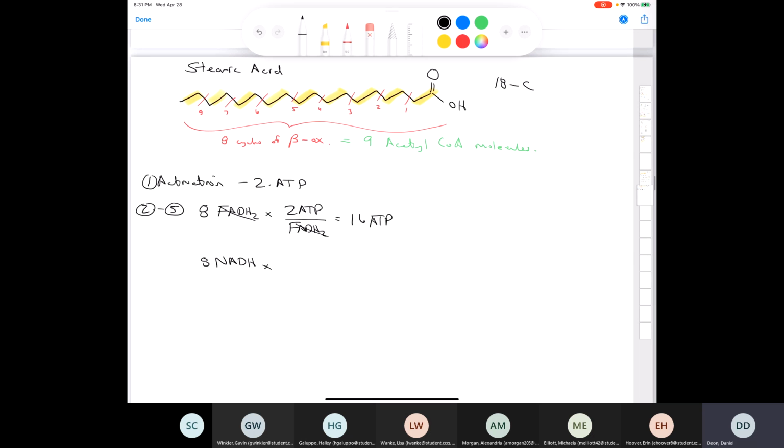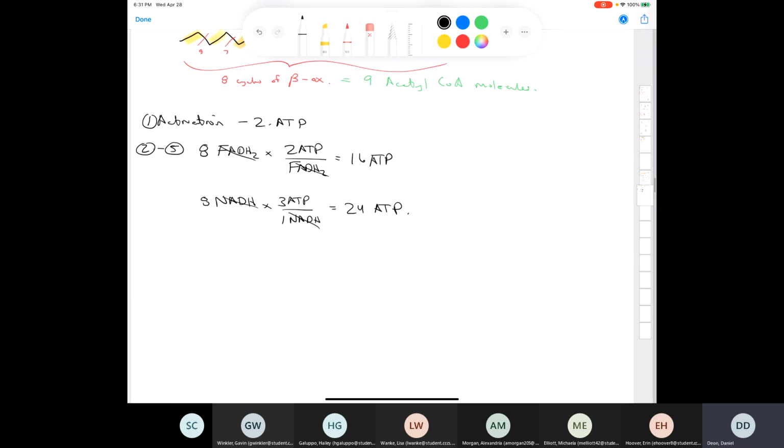I've got the pentose phosphate pathway on the brain. Anyhow, we get 3 ATPs for our 1 NADH molecule, like that. So that gives us a total of 24 ATPs. But again, we have 9 acetyl coenzyme A molecules that are going to go through the citric acid cycle.